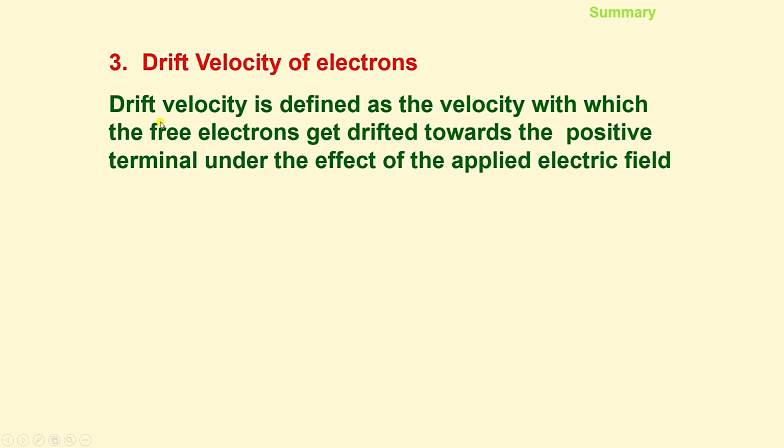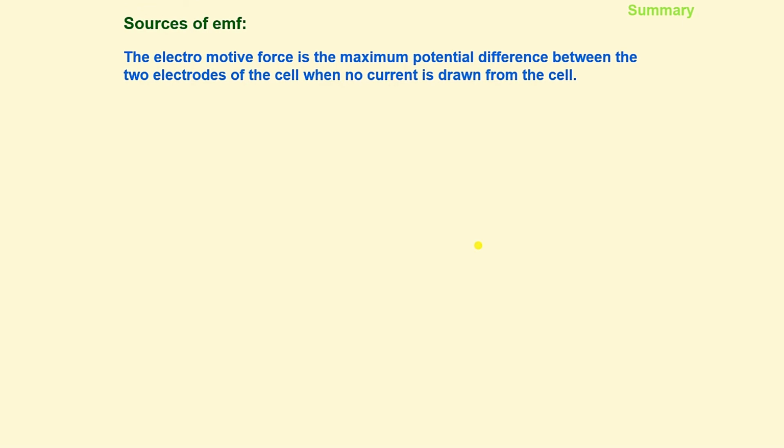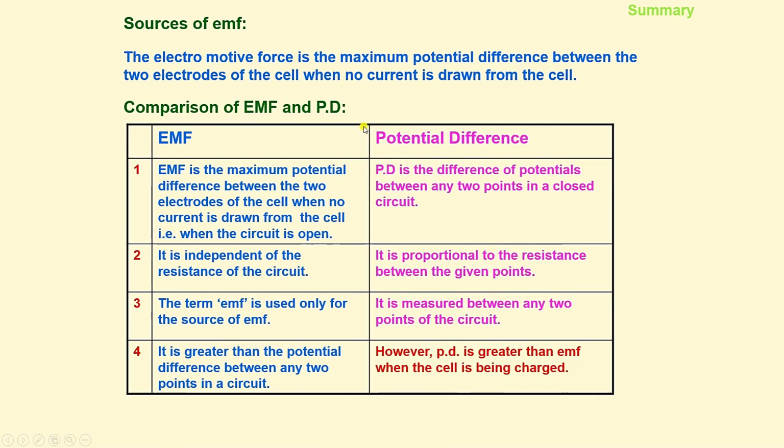And drift velocity we have discussed. Drift velocity of an electron is defined as the velocity with which the free electron gets drifted toward the positive terminal under the effect of an applied electric field. Then the EMF, electromotive force, is the maximum potential difference between the two electrodes of the cell when no current is drawn from the cell. And then the comparison of EMF and potential difference.